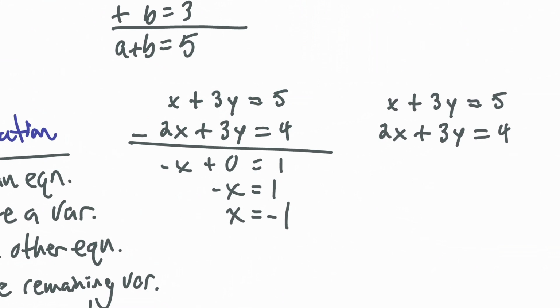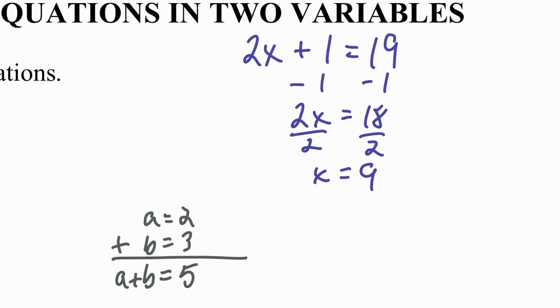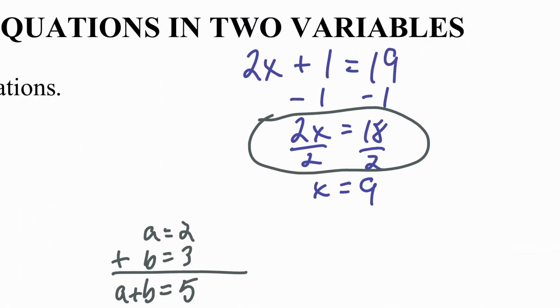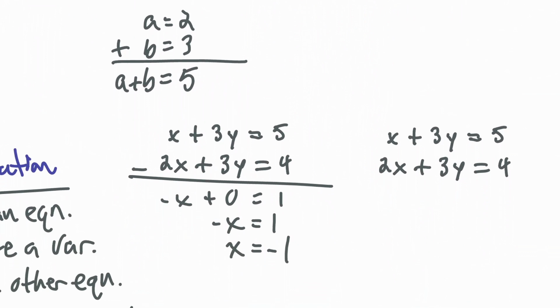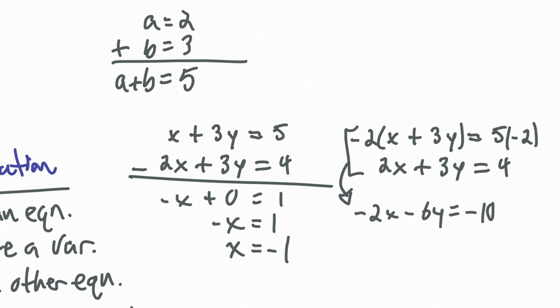What I'm going to do, this might seem a little weird, is you know how you can multiply both sides of an equation, like up here? We divided by 2 on both sides, and that's something you're allowed to do on an equation, right? You can multiply, divide, add, subtract on both sides. On this equation, I'm going to multiply by negative 2 on the left and right, on both sides. So this becomes negative 2x minus 6y equals negative 10. And the other equation doesn't change.